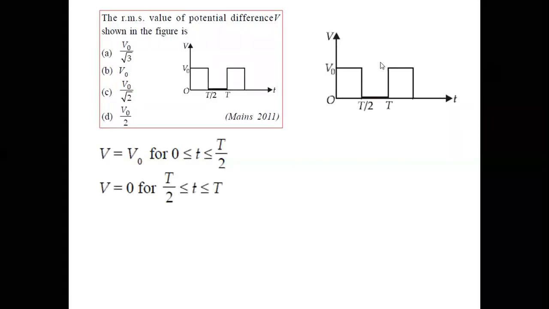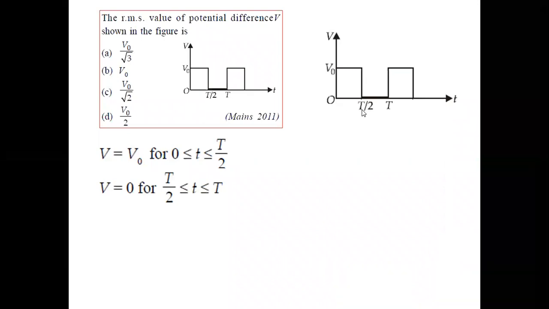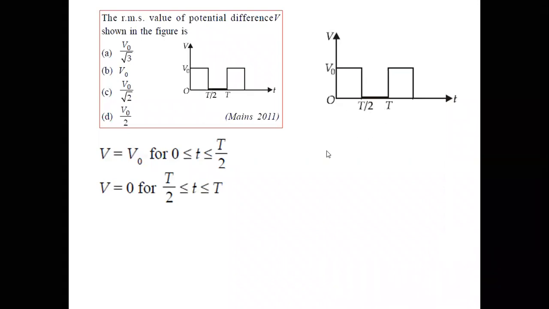Again, the same graph is replotted, and I have defined two intervals, 0 to T by 2 and T by 2 to T. This whole graph says that your voltage is not a sinusoidal function, it's a square wave function, called a step function. At time 0, the maximum voltage is V0. It remains constant in amplitude. Once it reaches T by 2, suddenly it becomes 0.